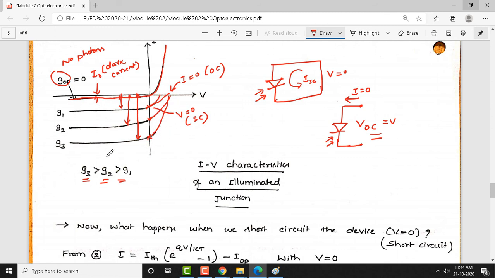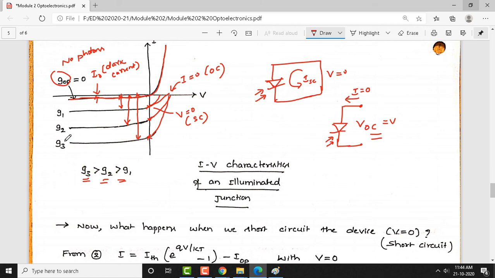In the third quadrant, there is nothing much to say, because there we apply reverse bias, and as you increase the number of photons, the current keeps increasing. As we told already, G1 is a generation rate for which some amount of current flows. For increased photons, the generation rate increases and current also increases. As you can see here, current is negative, and voltage is also negative because of reverse bias.